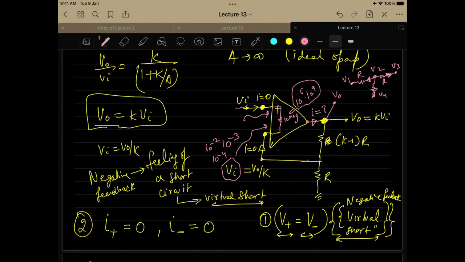That is the ideal case where I was telling you V plus is V minus, and you try to solve your questions based on that. But in reality, there will be a difference between the two and that will be small.